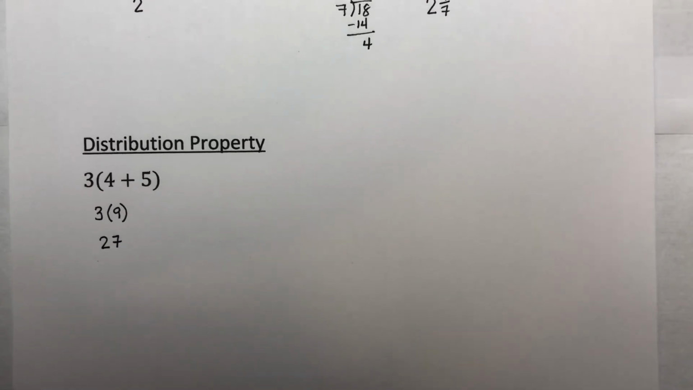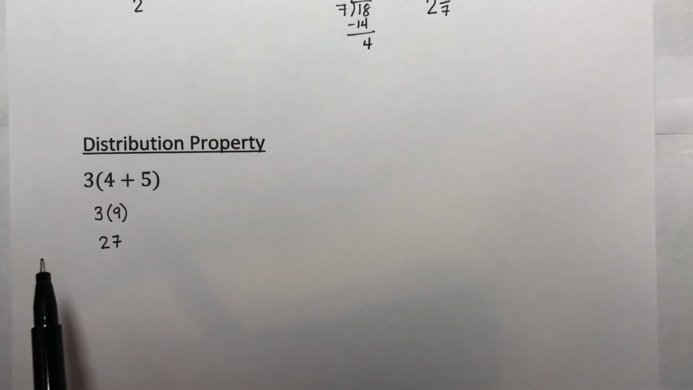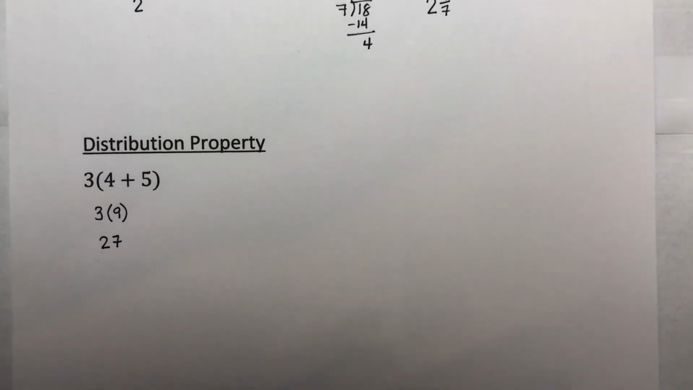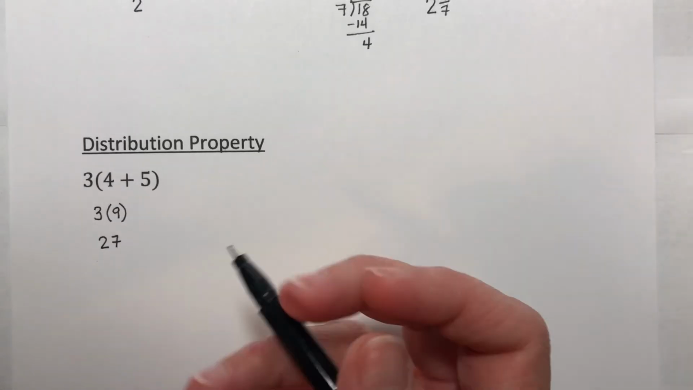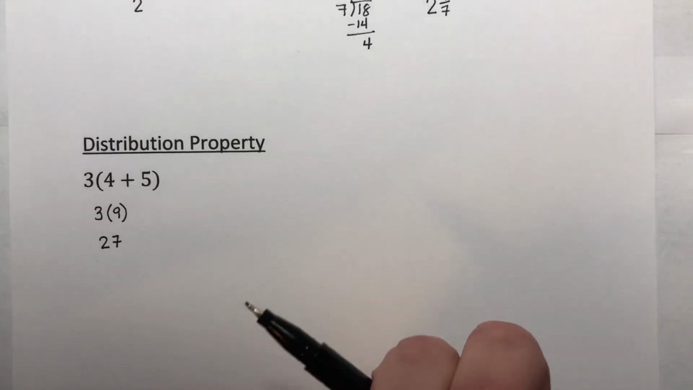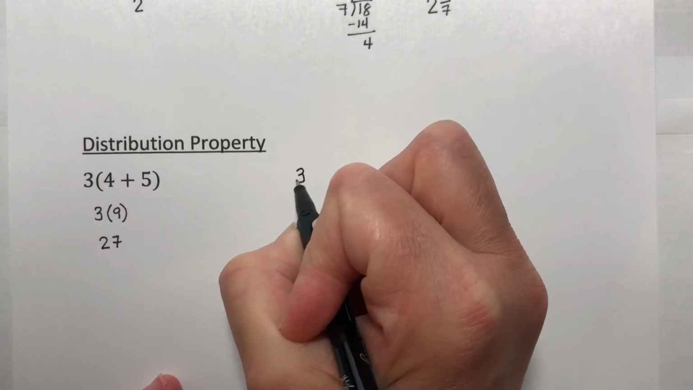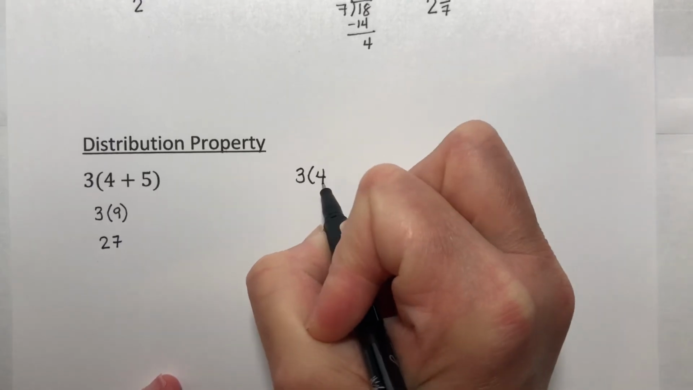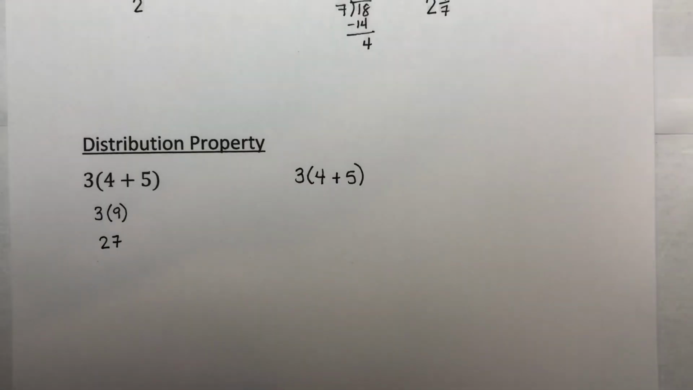Now, what happens in algebra a lot is we're going to have things inside the parentheses that we are not allowed to combine, and we'll get there in a second. The distribution property allows us to simplify some of those things, even though we will not be allowed to combine them. What I'm going to do is rework this problem, showing you what the distribution property says. And you will see that we get the same value.